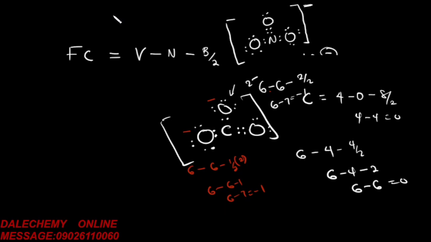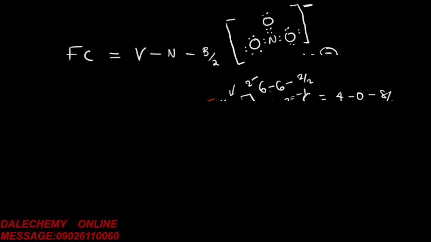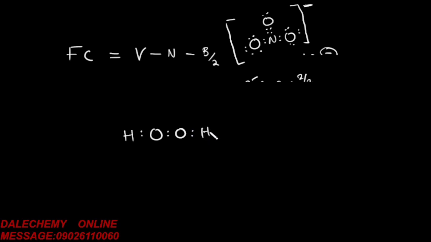So let's try, for the last one, hydrogen peroxide. So it will have H, oxygen, oxygen, H. Let's start from this hydrogen. Hydrogen normally has 1 valence electron, minus the number of non-bonding electrons, which is 0. It has no non-bonding electrons, and half of the bonding electrons, half of 2. That will be 1 minus 1, which is 0. So it has no formal charge. The same thing for this hydrogen, no formal charge.